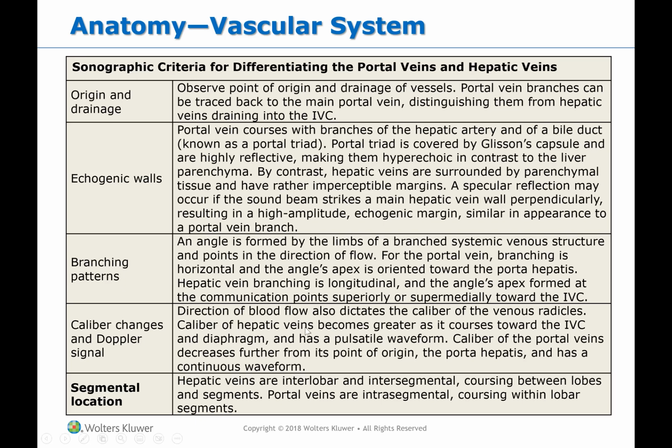Hepatic veins are interlobar and intersegmental, coursing between lobes and segments, and portal veins are intrasegmental, coursing within the lobar segments.